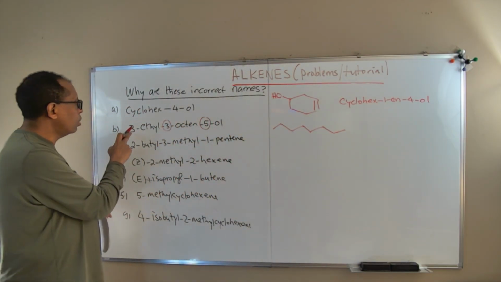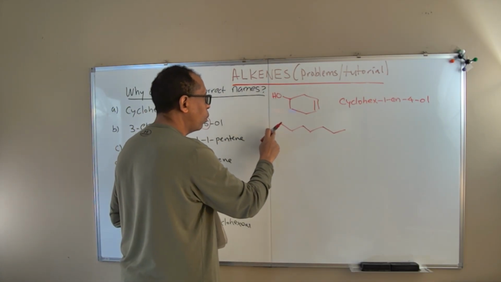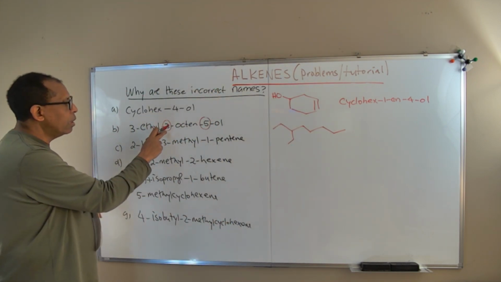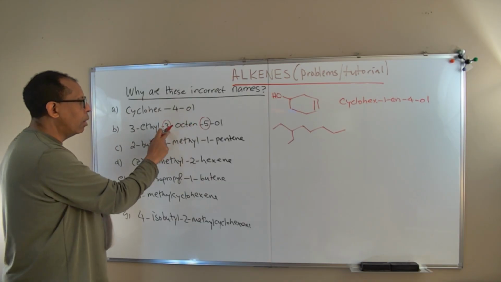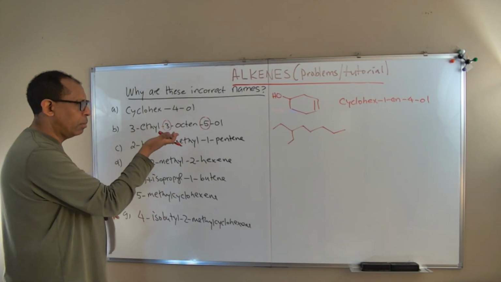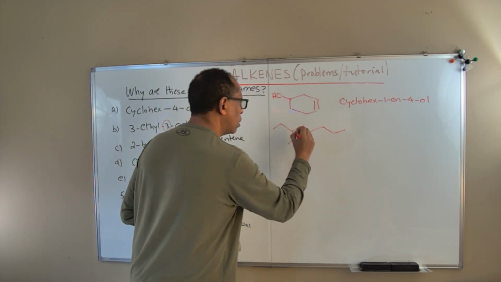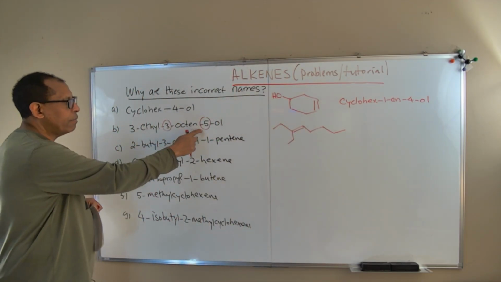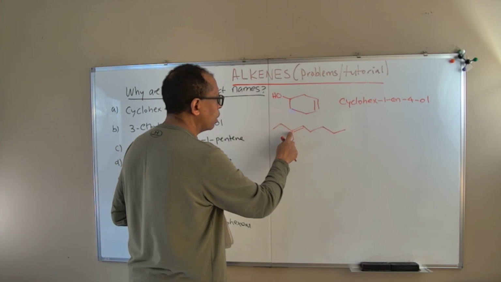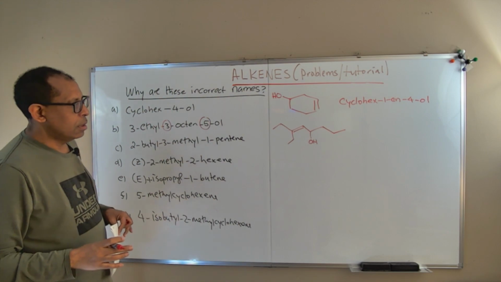Here it tells us that at the 3 position you have ethyl. If I count from here, 1, 2, 3, ethyl, that is fine. And the 3-ene just says that the double bond is at the 3 position. So 1, 2, 3. And at the 5 position you have the alcohol: 1, 2, 3, 4, 5. So here is the problem with this.